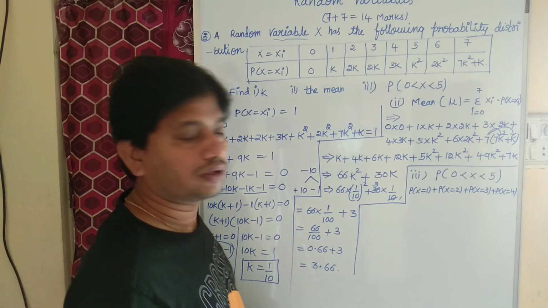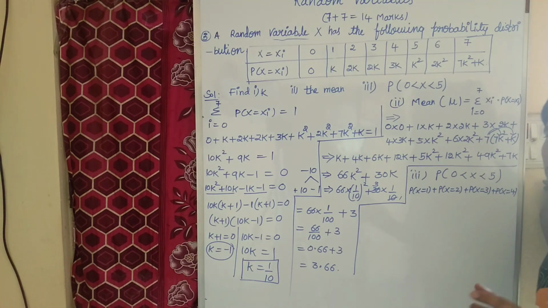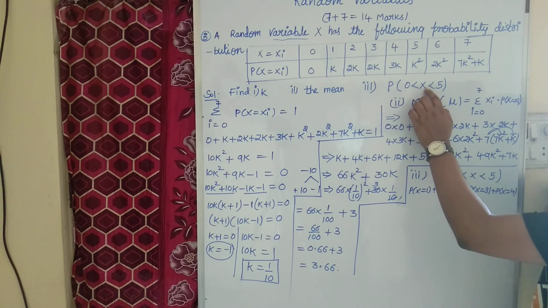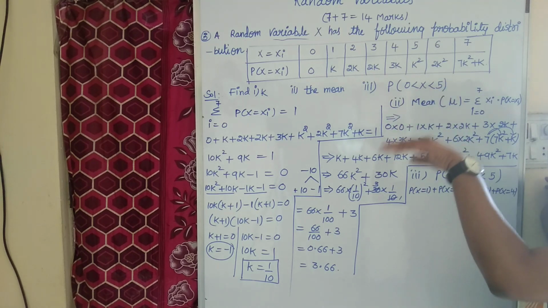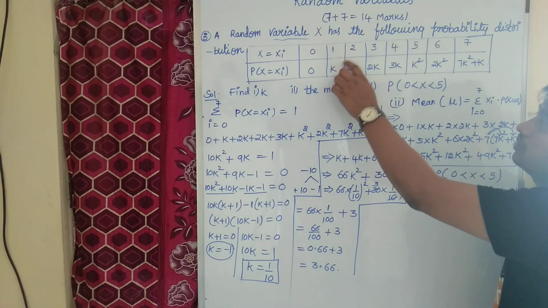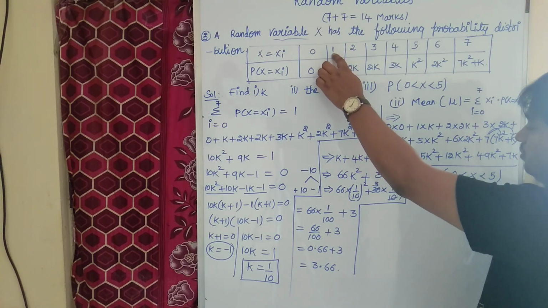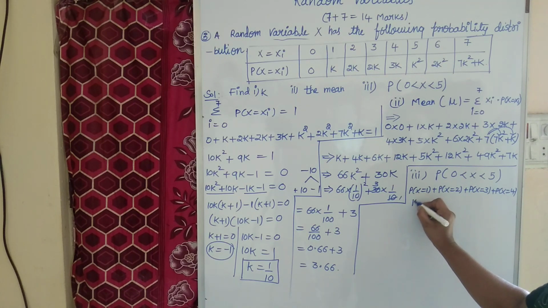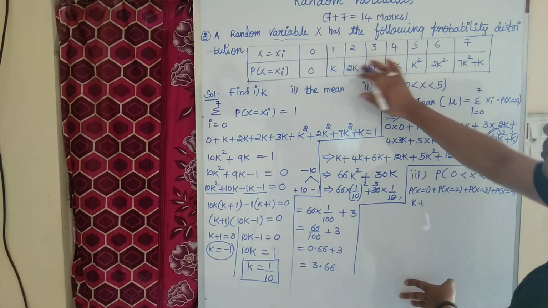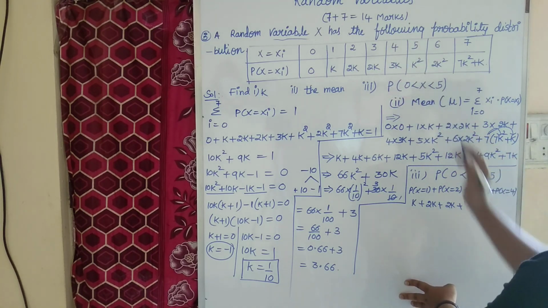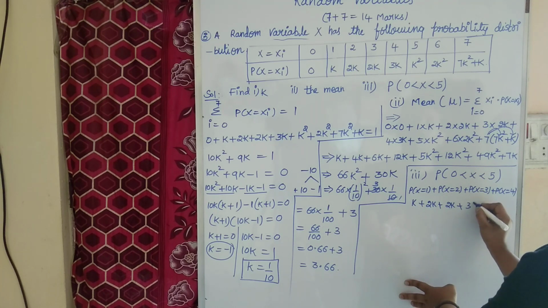Children, this is the only new topic in this problem. They are asking for the probability of a variable x lying between 0 and 5. 0 less than x less than 5 means 1, 2, 3, 4, and that we have to take. P of x equal to 1, whose probability is k. P of x equal to 2, whose probability is 2k. P of x is equal to 3, whose probability is 2k. P of x is equal to 4, whose probability is 3k.